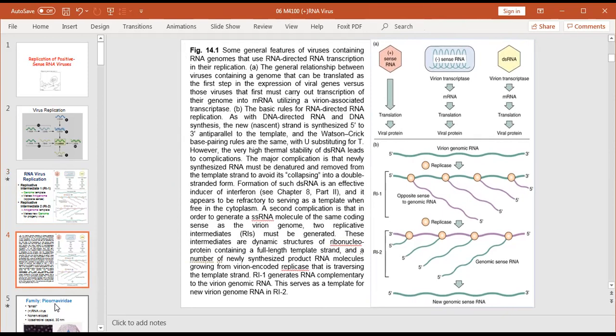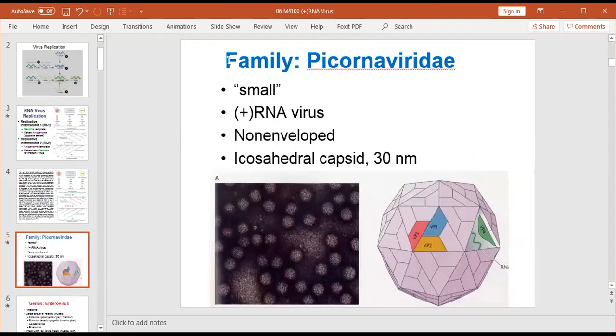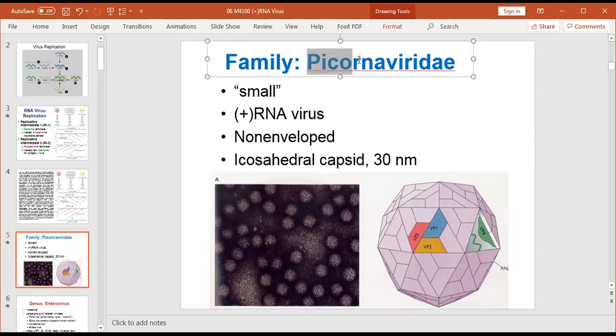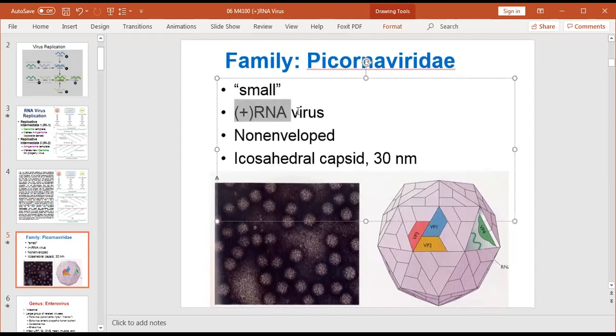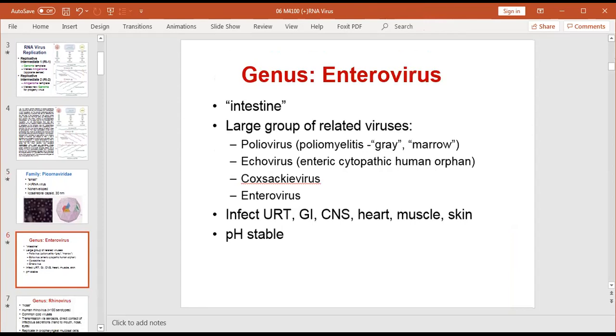Make sure you go through it. Slide number 5, a family of positive sense RNA viruses is called Picornaviridae. Pico, small, RNA is just basically the genome. So these are positive RNA viruses, non-enveloped, and they have an icosahedral capsid. As we can see, we have the capsid proteins VP1, VP2, VP3 in the cleft, that also serve as a viral ligand.